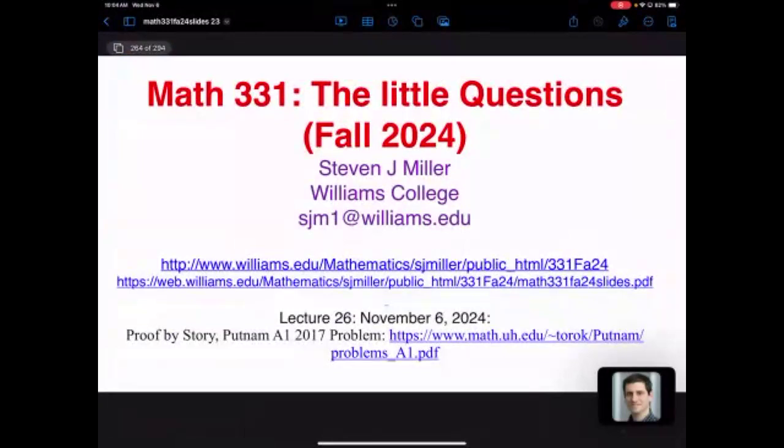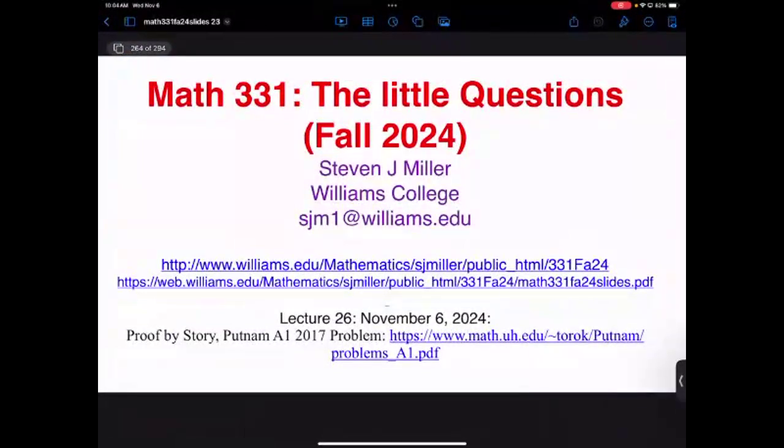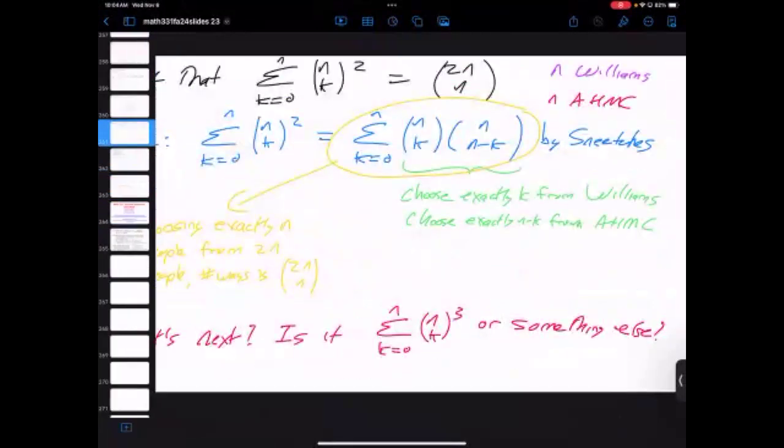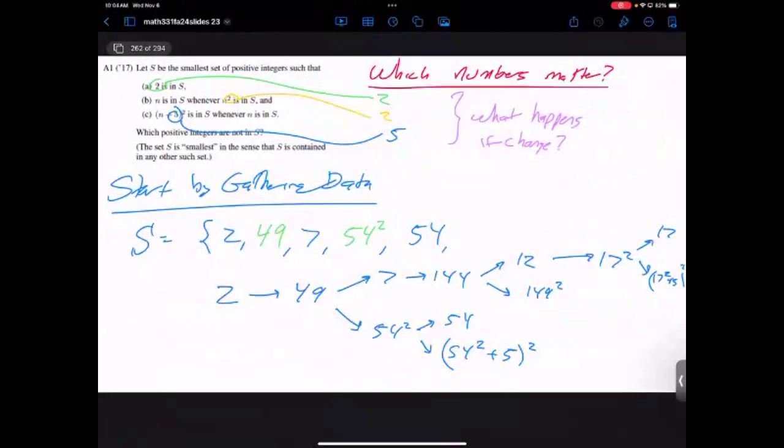This is lecture 26. And so what I want to do today is talk a little bit more about Putnam A1 problems. One of the nice things about saving the slides is it's very easy to toggle backwards and just look at what we were doing last time. So last time we were looking at A1 from 2017. Let S be the smallest set of positive integers such that the following three conditions hold. What positive integers are not in S?